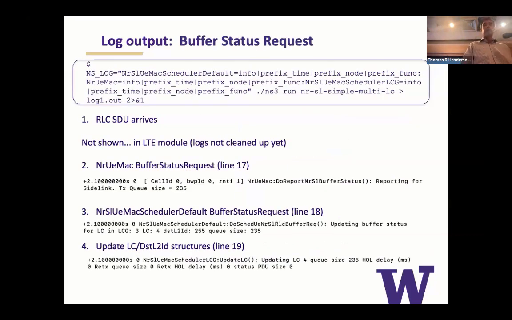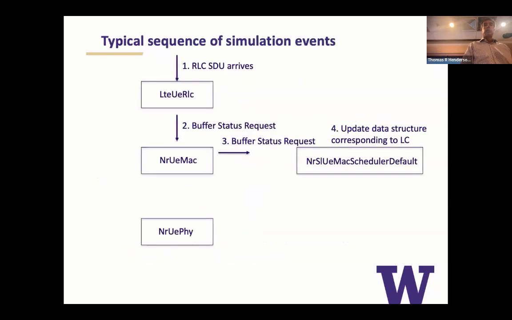We just showed earlier this flow, four steps here: the SDU arrives, buffer status request coming to the MAC, going to the scheduler, and then updating this data structure.